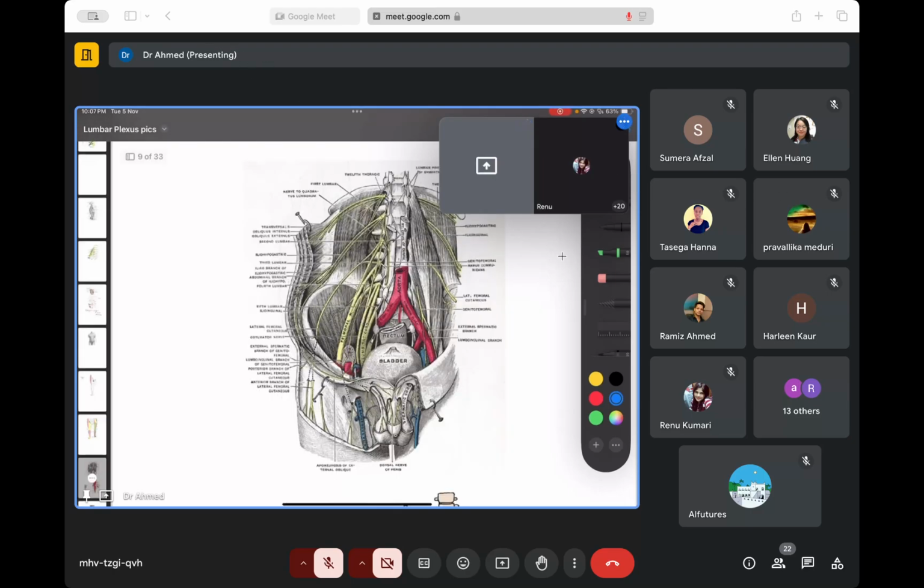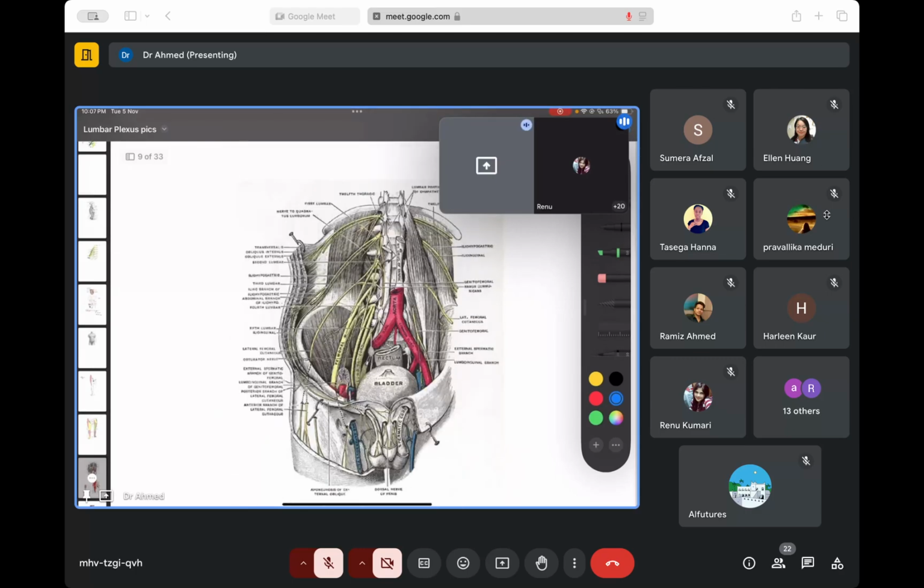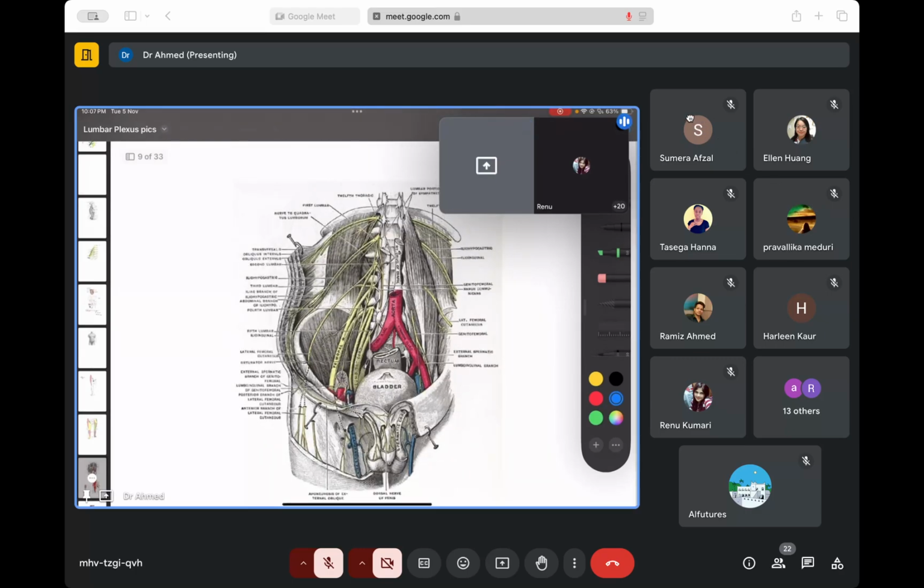So here, as you can see, this is your obturator nerve. Basically, your obturator nerve is here. It can be damaged in certain pelvic procedures, for example, if you are having a pelvic procedure and we have an instrument that is known as a trocar.